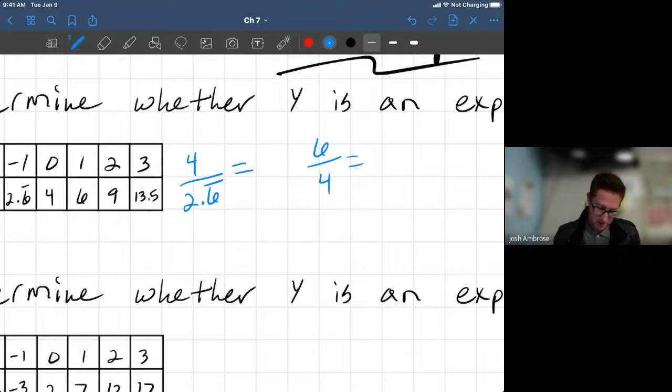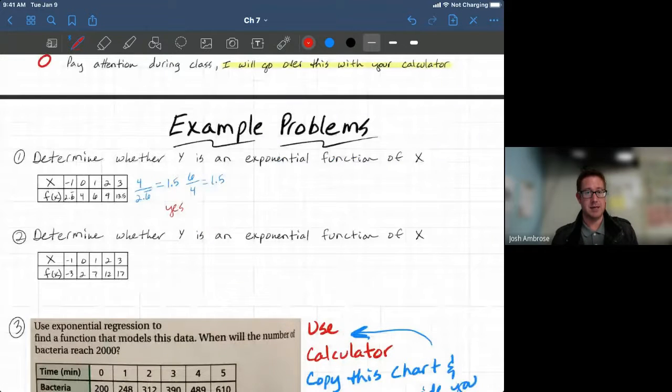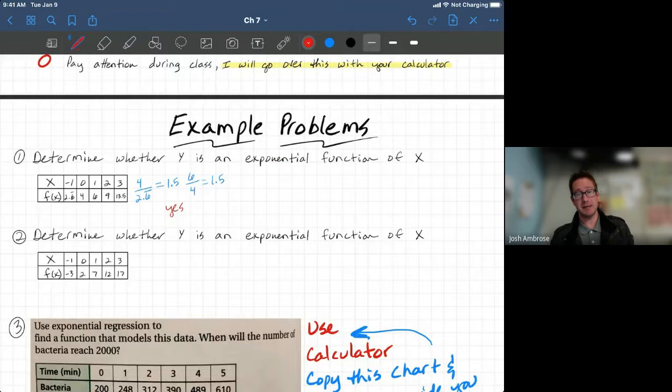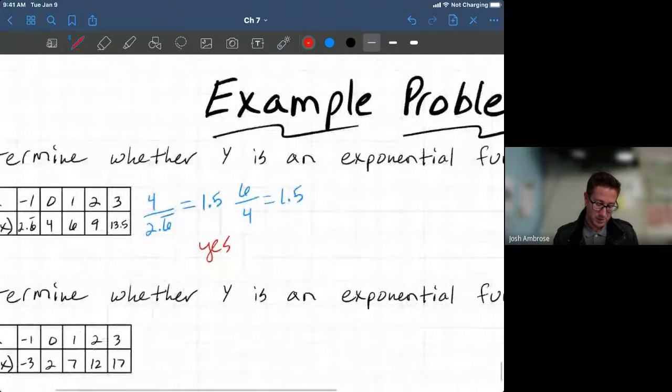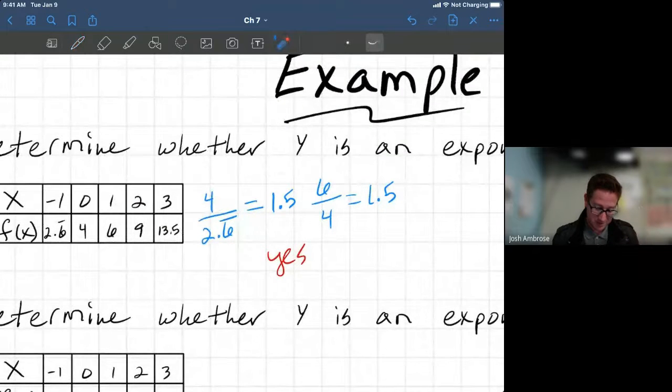So plug these into our calculator, and you are going to get a 1.5 right here. You're also going to get a 1.5 right here. Because these values are the same, you then will have a final answer of yes, y is, as it's asking, an exponential function of x, because you're creating a ratio that is the same throughout all the given values. So take the second y, divide it by the first, get that answer. Take the third y, divide it by the second y, get that answer. We did that, and both of these ratios were the exact same value, both 1.5. So therefore, yes, this works.